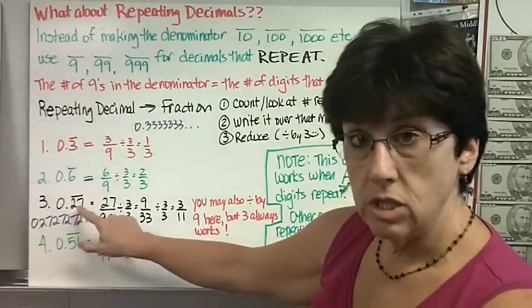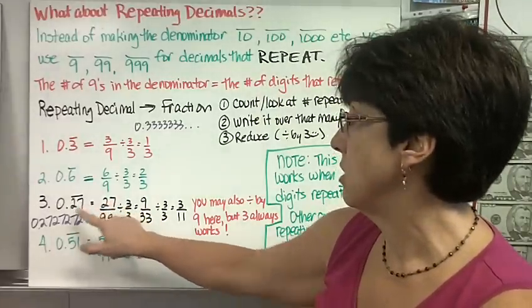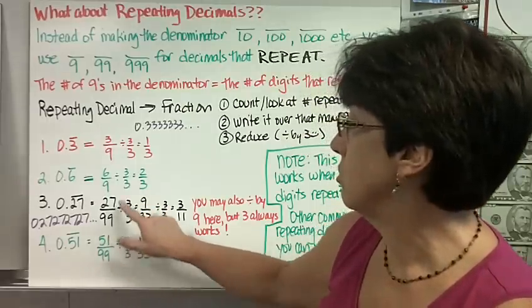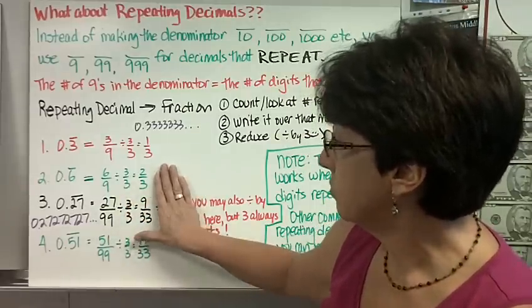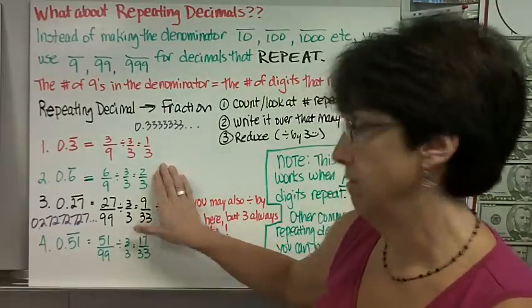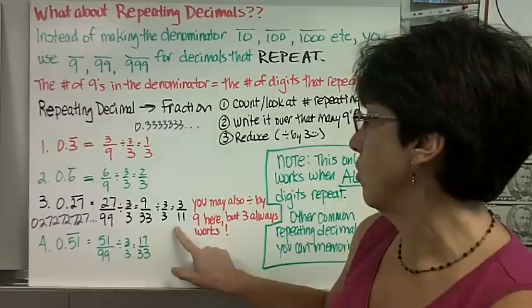So here there are 2 digits that repeat, so I write the 27 in the numerator and 2 9s in the denominator. Okay, but I can reduce this. When I divide by 3, I get 9 over 33. I can reduce that again. So I divide by 3 again and get 3 over 11.